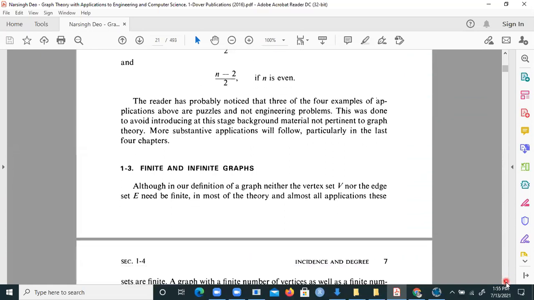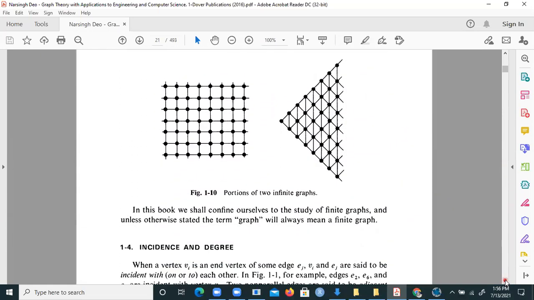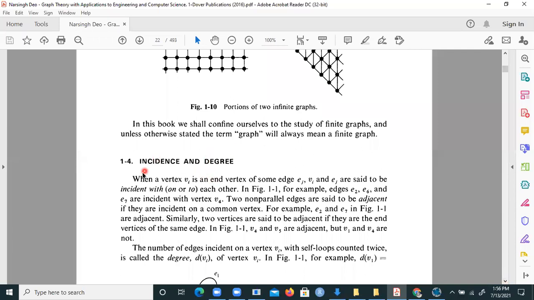So I'm skipping these examples, and I'm going to my next definition, which is very important for studying graph theory. It is about incidence and degree. To know a particular graph, it is very important to know about the degree of the vertices. The degree of a vertex tells you how many edges are incident upon that particular vertex. Let us think with very simple examples. I'm considering 2 examples. This is my graph G1 containing only 1 vertex V, and this is my graph G2 containing 2 vertices V1 and V2.